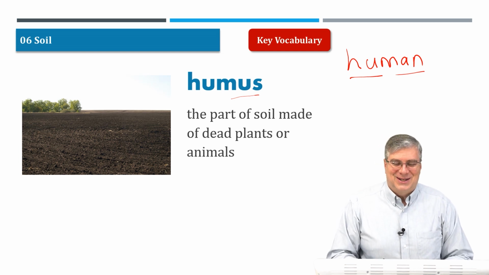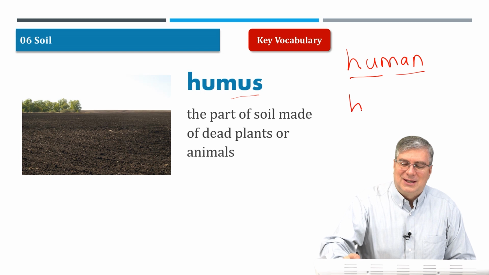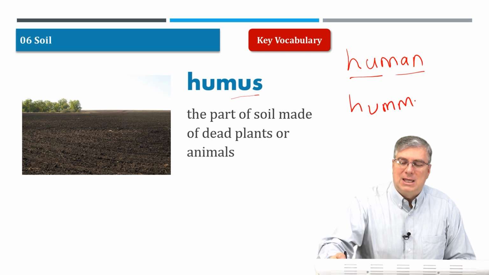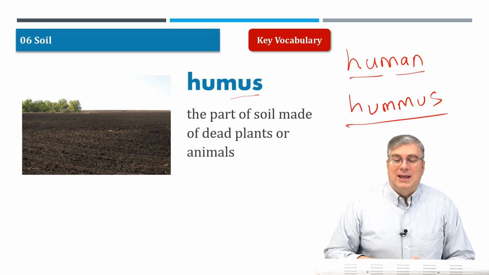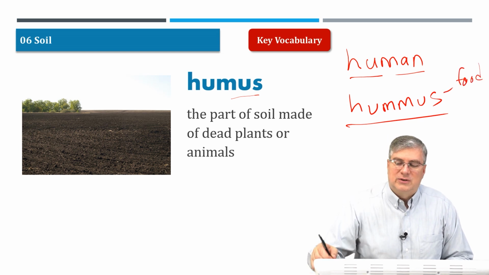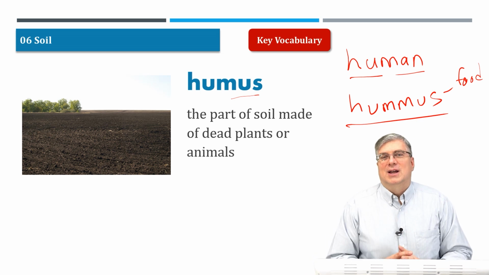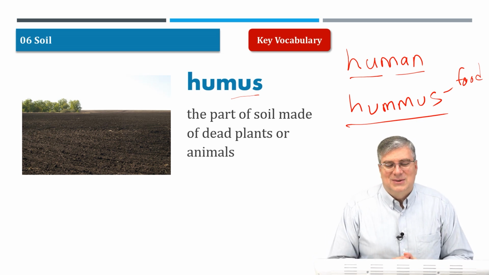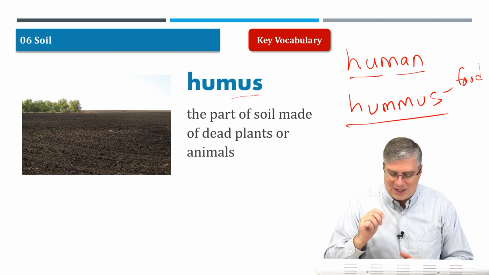So it's interesting. Hummus, H-U-M-M-U-S, hummus. Okay, that's a food. Okay? So be careful with these words, pronunciation, and don't get it mixed up with the food from the Middle East. Okay, humus. Okay, good. Next word.